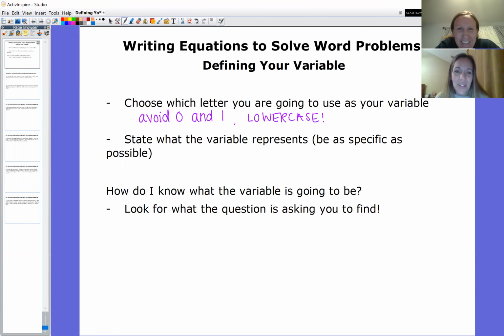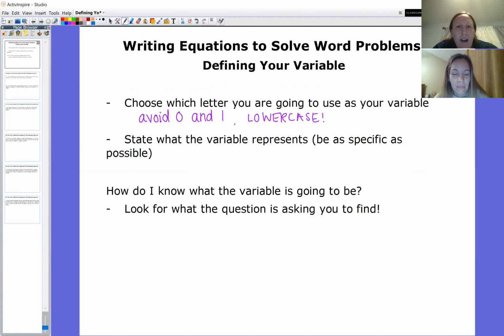And then once you start to identify what that variable is, you have to describe what that variable represents, and you need to be as specific as possible. For example, if we have a question that's talking about apples, we don't want to just say A equals apples. We want to say A is the cost of the apples, or A is the number of apples that someone bought. Don't just take the easy way out, give as much of a description as you can.